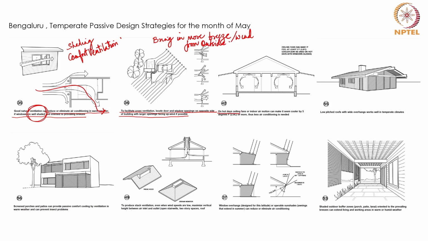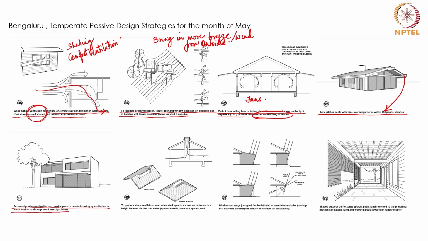On hot days, ceiling fans or indoor air motion can make it seem cooler by 2.8 degrees centigrade or more. Thus, it will reduce the load on air conditioning. So, fans will enhance evaporative cooling. Low pitched roofs with wide overhangs will work very well in this climate type. Then, screened porches and patios can provide passive comfort cooling by ventilation in warm weather and can prevent insect problems.